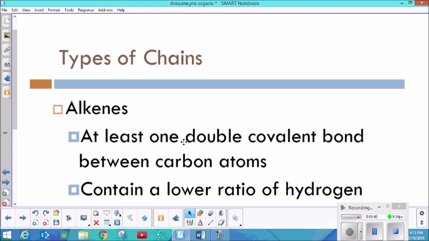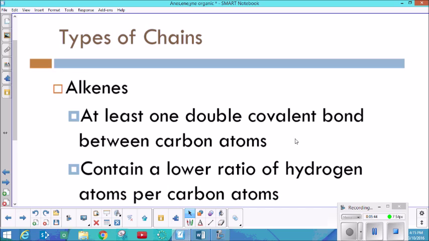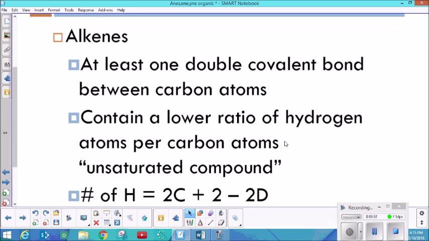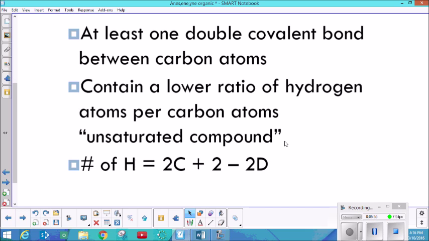The next type of chain involves having at least one double bond somewhere between the carbons. That makes me an alkene. It contains a lower ratio of hydrogens because of the double bonds. Remember, each carbon needs just 4 bonds, and to figure out how many hydrogens you have, it's 2 times the number of carbons plus 2, minus 2 times the number of double bonds that you have.